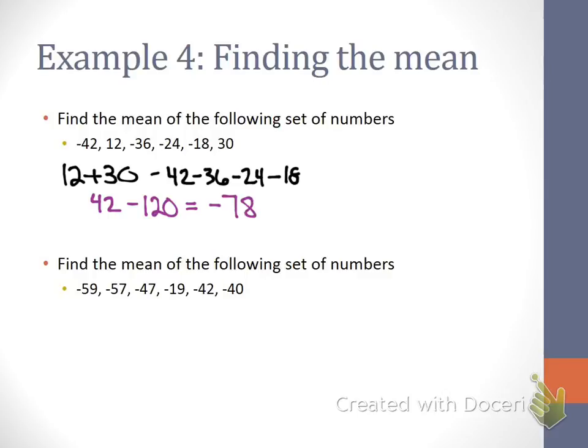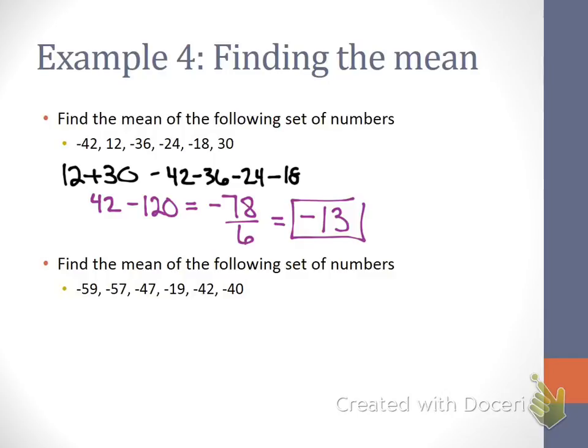Why is my answer negative? Absolute value. Very good. I take the sign of the greater absolute value. You're exactly right. Okay, so negative 78 is my answer. Right? No, you have to divide. Very good. What do you divide by? The number. Very good. However many numbers are in the set, in this case it's 6, so my answer is negative 13.